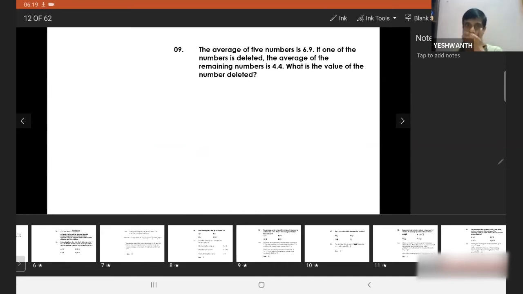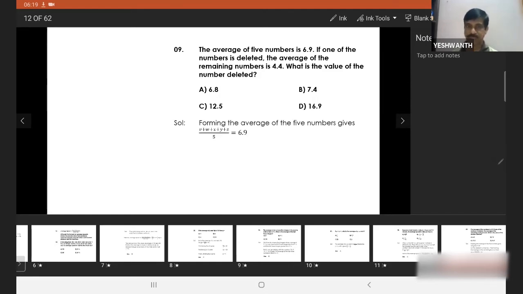Look at that. The average of 5 numbers is 6.9. If one of the numbers is deleted, the average of the remaining numbers is 4.4. What is the value of the deleted number? Very simple, children. The average of 5 numbers means, let us say V, W, X, Y, Z as we have taken here, divided by 5 equals 6.9.